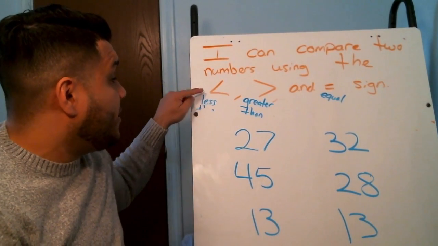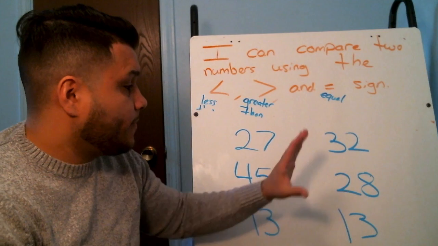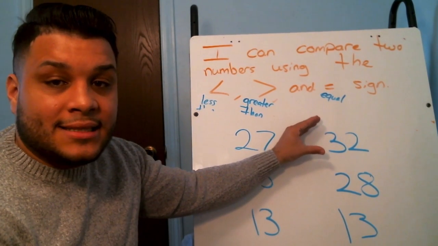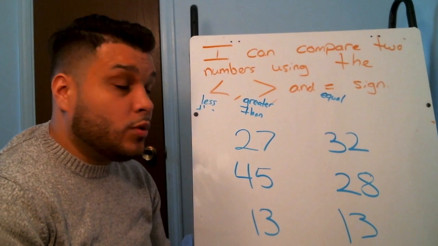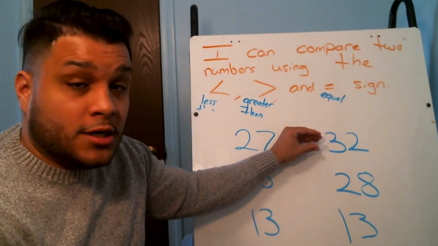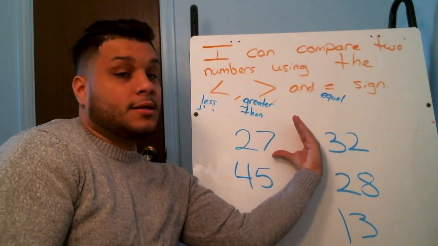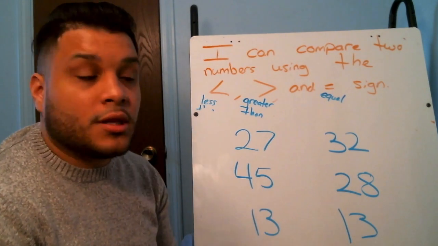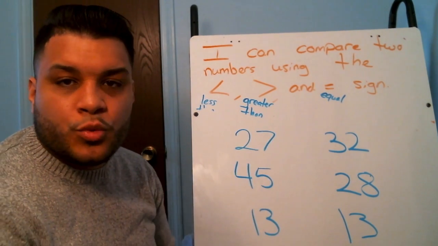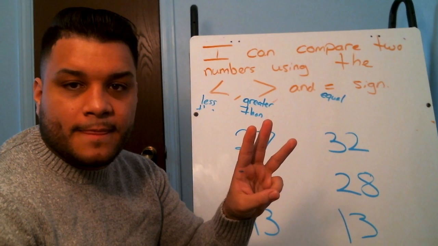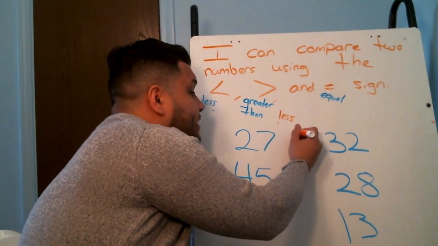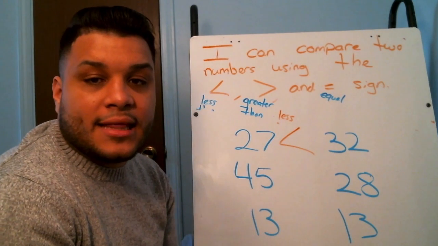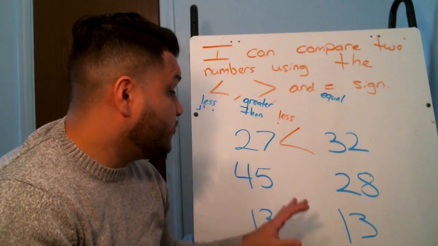Well, if I look up here, I see that this sign is the less than sign. It's pointing at the smaller number and it's eating the greater number. So will I use the first sign, the second sign, or the third sign, which is equal? Which one? 1, 2, or 3? If you said it was the first sign, you are correct. 27 is less than 32. Awesome. Let's move to the next one.